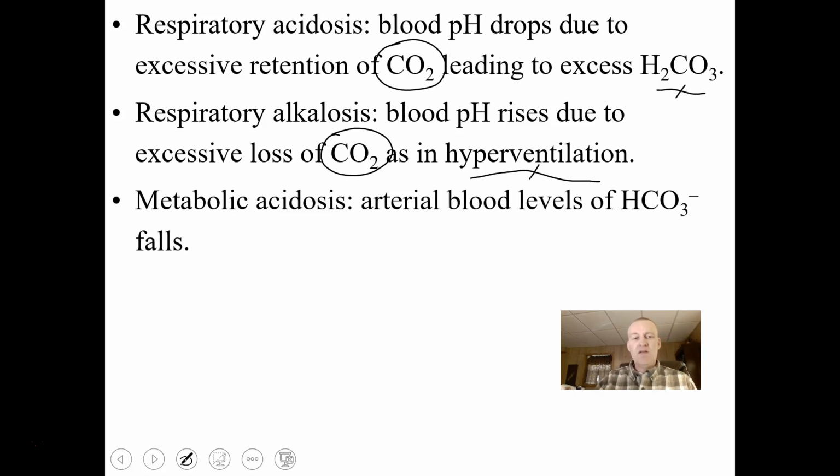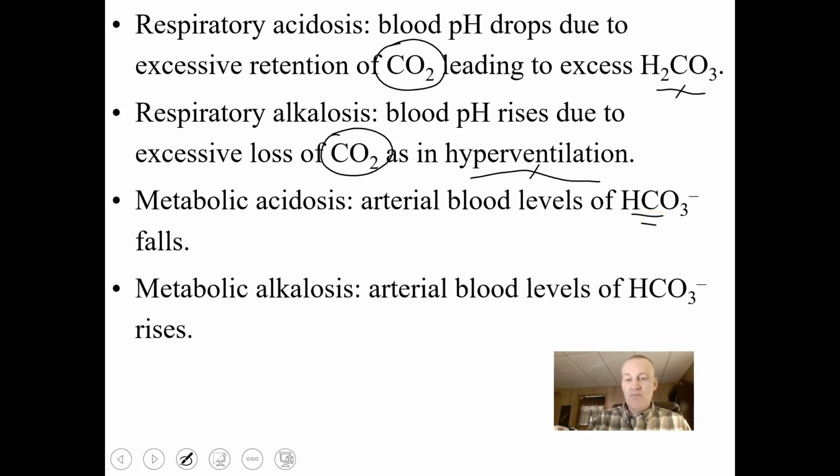Metabolic acidosis is where we have arterial blood levels of bicarbonate that are falling, and metabolic alkalosis is where we have arterial blood levels of bicarbonate which are rising. So respiratory acidosis and alkalosis refer to levels of carbon dioxide. Metabolic acidosis and alkalosis refer to blood levels of bicarbonate.